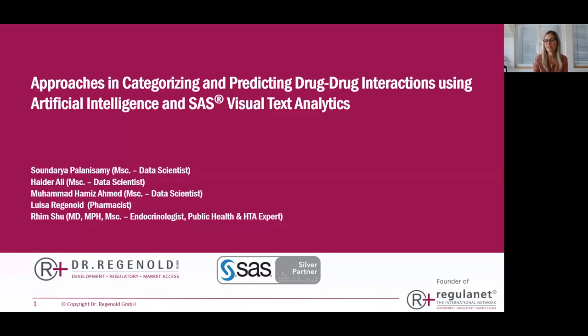We are a team of data scientists, pharmacists and clinical physicians who all help develop this use case. Because in healthcare, it is very important to have different views on developing an AI model, especially when it comes to validation. Today, my colleague Soundarya and I would like to present our approaches in categorizing and predicting drug-drug interactions by using artificial intelligence and thus visual text analytics.